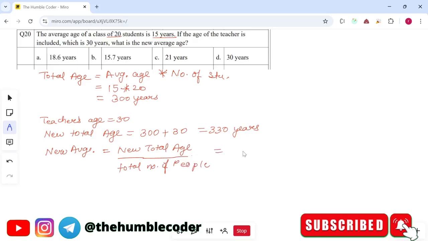So the new total age is 330. And the total number of people is how much? We were told that in the class there are 20 students, but in our new calculation, one more person is added, which is the teacher. So we will take the new value as 21 for the total number of people. When you divide this, it comes to approximately 15.7 years. So the correct answer in this case is option B, which is 15.7 years.